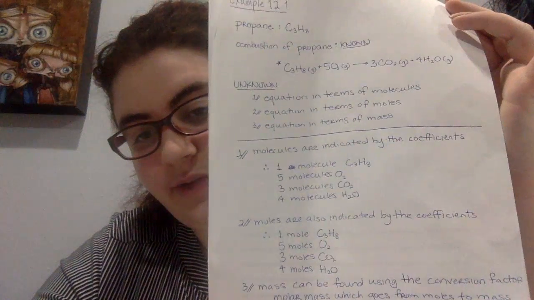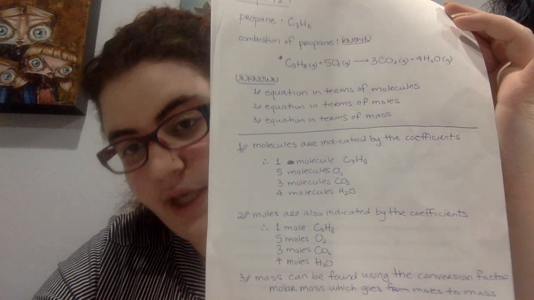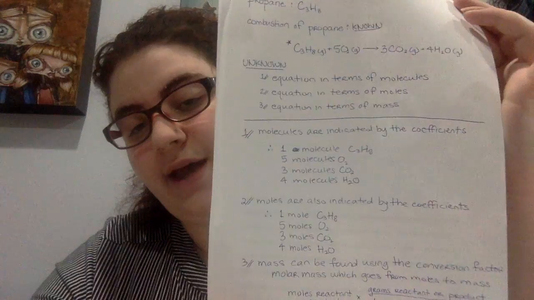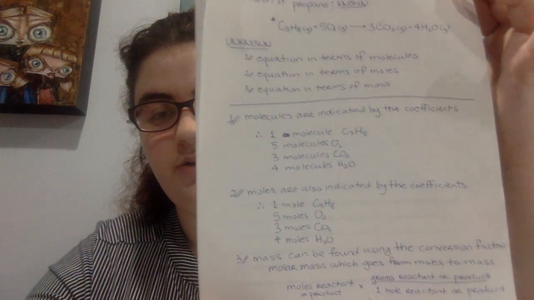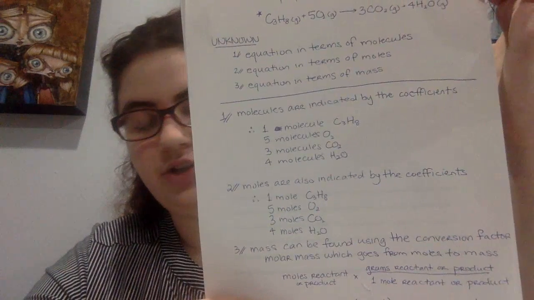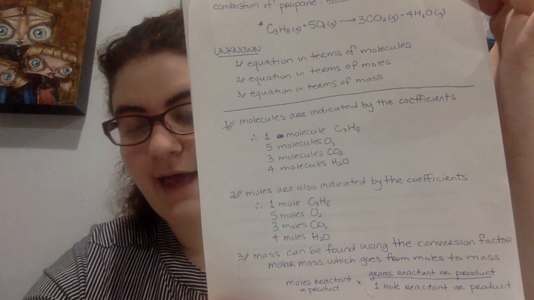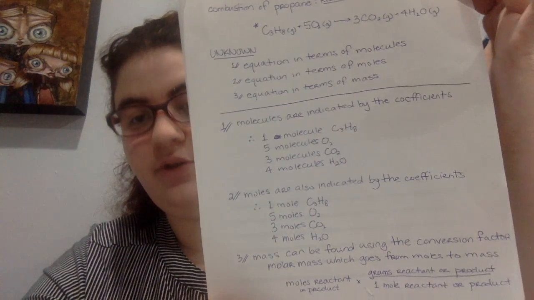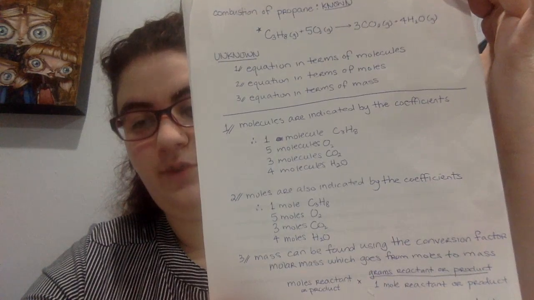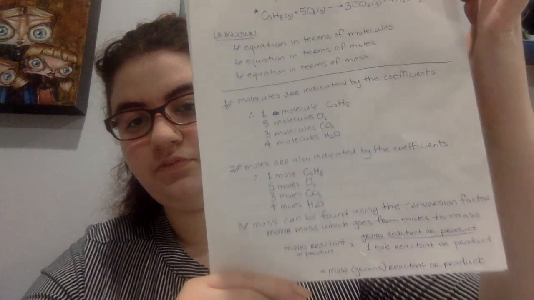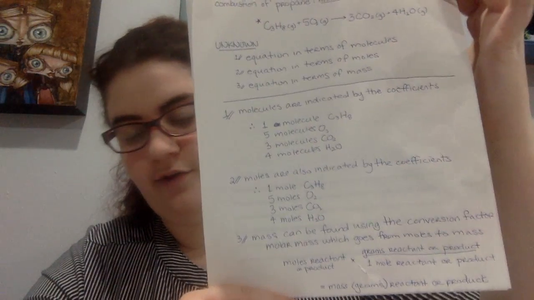But to find the mass, we need to use the conversion factor, molar mass, as we just saw in the PowerPoint, which goes from moles to mass. This is the equation you would use with the conversion factor. You look at the moles of the reactant or product, and then multiply it by a ratio of grams of the reactant or product over 1 mole of the reactant or product. And you'll get the mass in grams of the reactant or product.